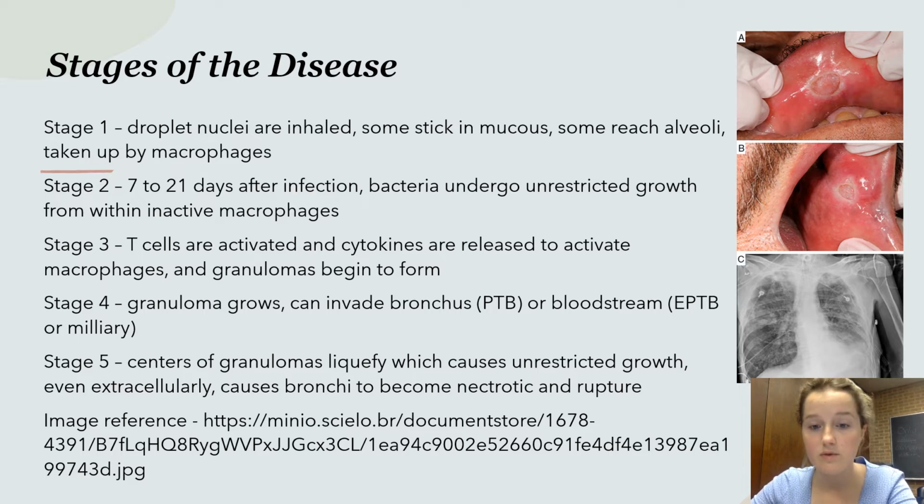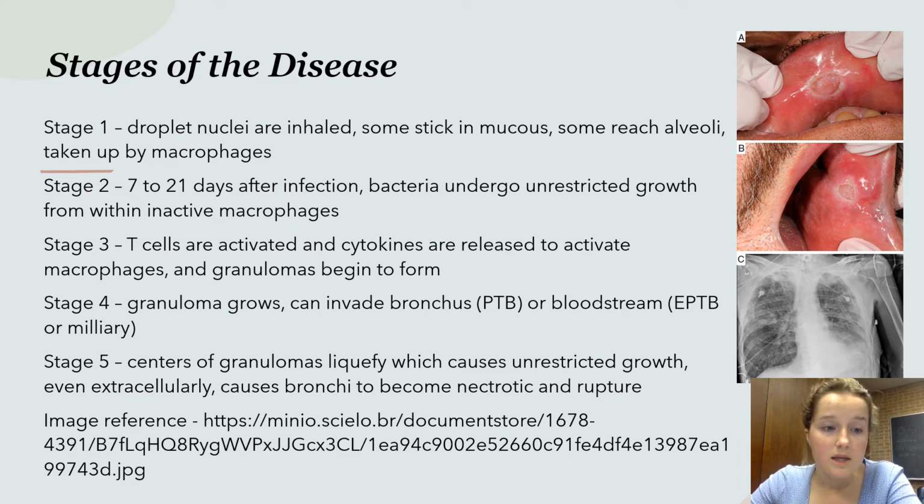So if you have a weakened immune system, then the bacteria continue to grow, and they eventually kind of break the granuloma. So the center liquefies, and the bacteria are able to spread throughout all the lungs. They invade the bronchus or they invade the bloodstream.